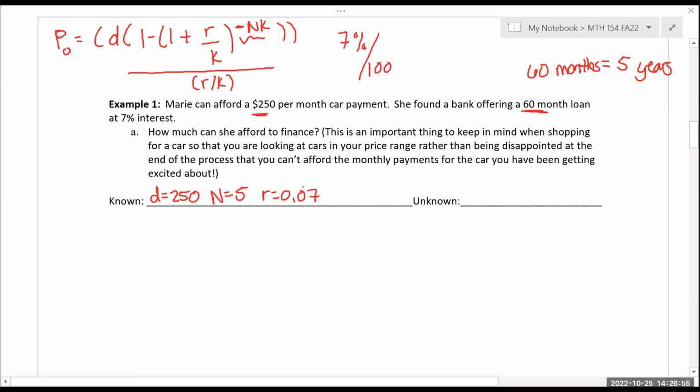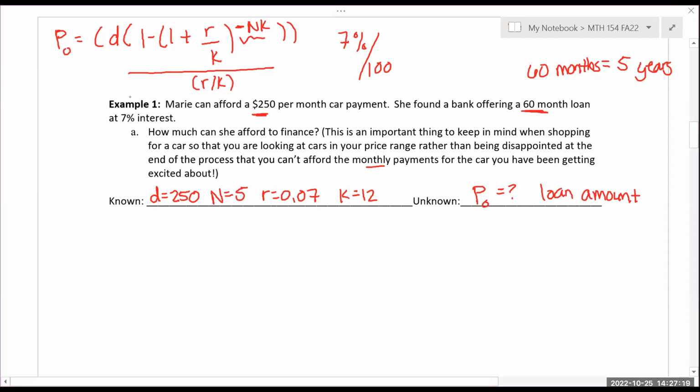And then how much can she afford to finance? What is this asking? Well, hold on. If we're paying monthly, let's figure out if we have anything else, monthly payments. So k is 12 as well. So we are asking for what can that loan amount be? How much car can she afford? And this is going to come really in handy on your finance project. How much can you afford?